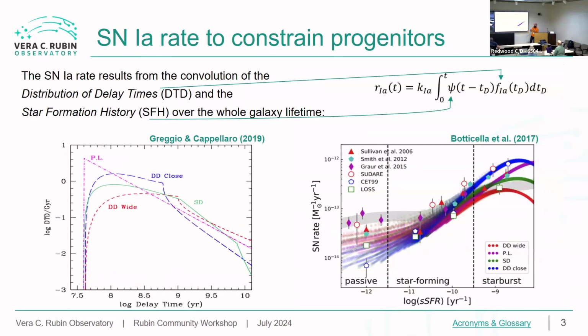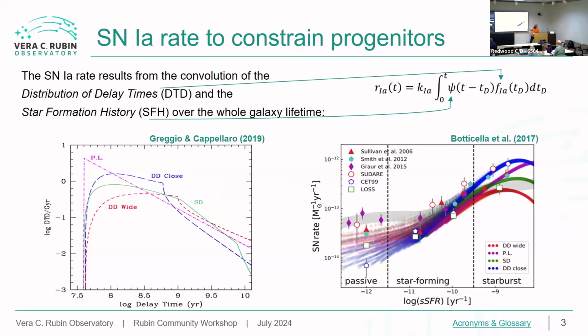So what is the point? Different delay times are related to different progenitor systems, as you can see in this plot here. There is SD for the single degenerate, and there are two possible double degenerate scenarios that depend on the initial distance of the binary system. So if we can measure the supernova rate, and we have information on the star formation history, and we have models related to the progenitors through the delay time, we can try to see through the measurement of the rate if we can distinguish between the scenarios.